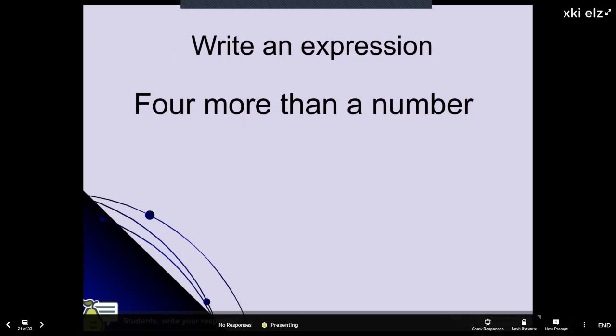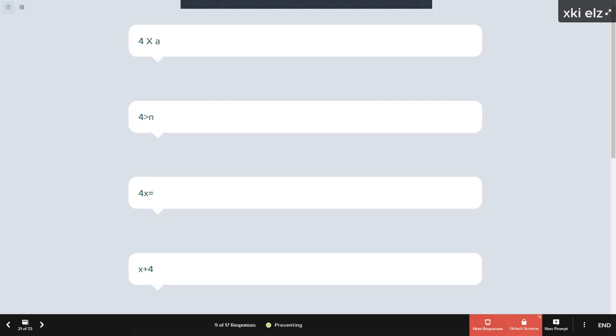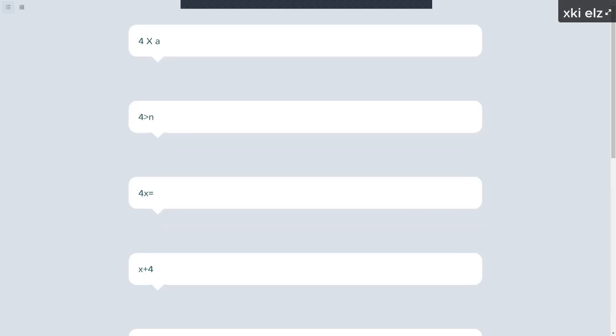Okay, so write an expression, 4 more than a number. Let's see what you guys put. So 4 times a, nope, we want 4 more. You want to take that number and increase it. So let's say you had $10 and you wanted to increase it by $4 more, right? You would add those together and you'd have $14. That would be how you'd get 4 more than the original number, which I just randomly picked 10.